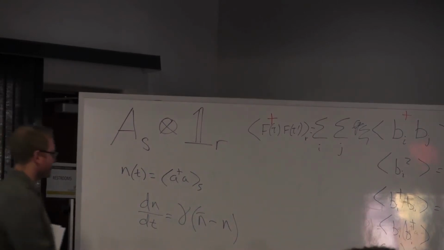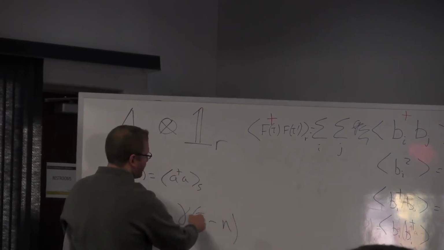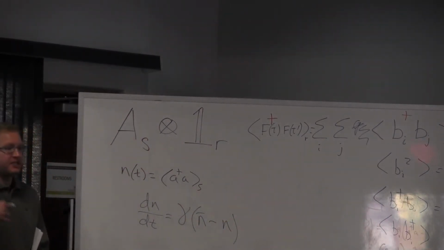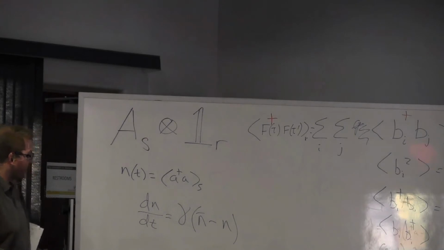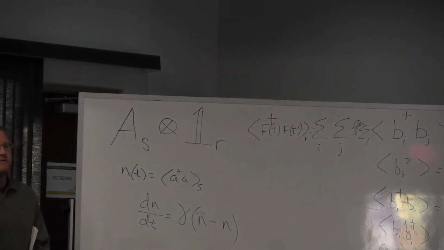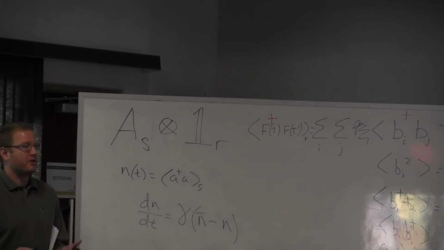And from that equation you can see that if n is greater than n bar, in other words if I'm exceeding the thermal occupancy, the number of phonons is decreasing with time. If n is small, less than the thermal occupancy, then I increase the number of phonons in the system until I reach that thermal occupancy.